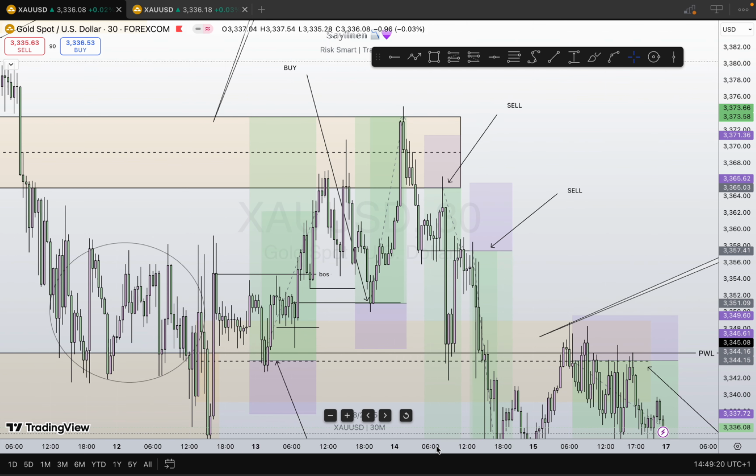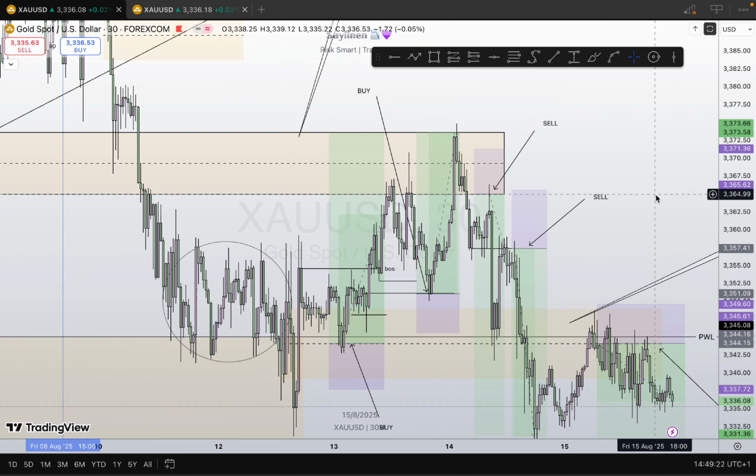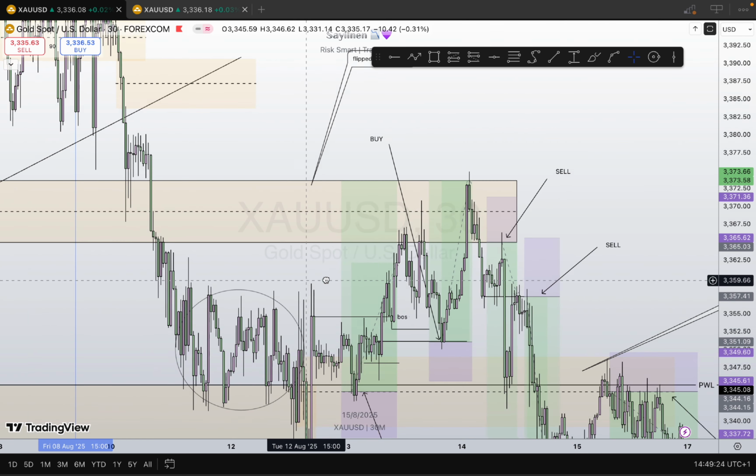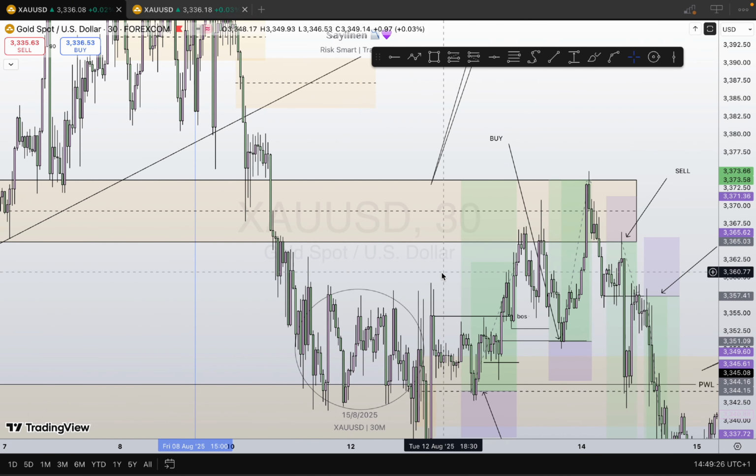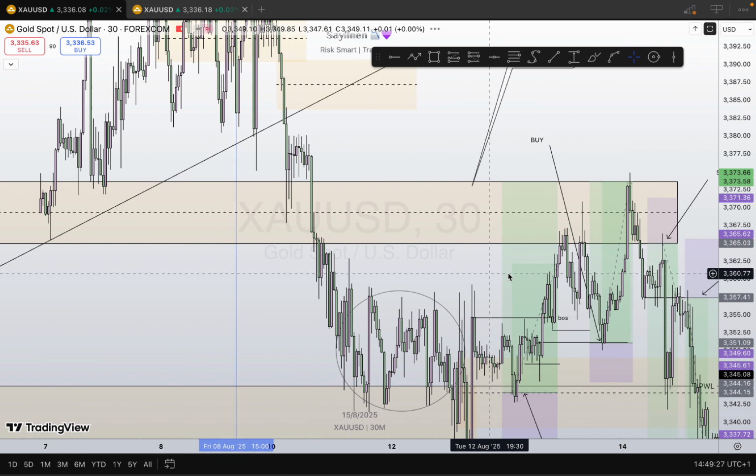Still same Wednesday. You could see how this happened. And then now the next thing you should be looking out for is your targets. Notice what I talked about, this flip demand level. Price did not come back to test it or to use it to push a downside.